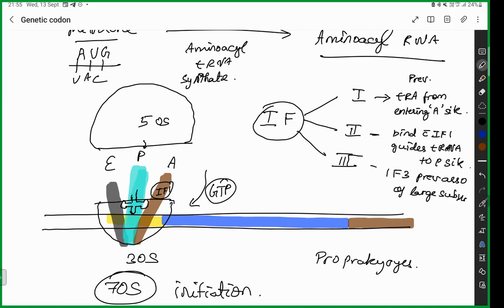The competition is between whether it has to go to the acceptor site or to the peptidyl site. Now, since initiation factor 1 is at the acceptor site, it will be going to the peptidyl site. So someone will guide the incoming tRNA. Which one has to go to your peptidyl site? Someone has to guide it. So who is going to guide that? The guidance is going to be from your initiation factor 2.